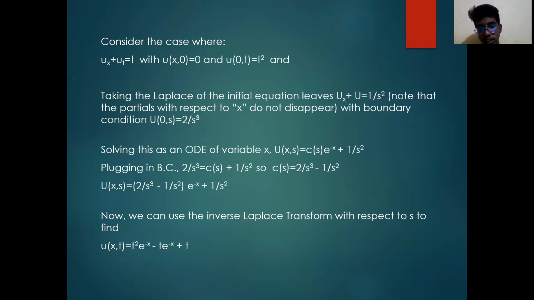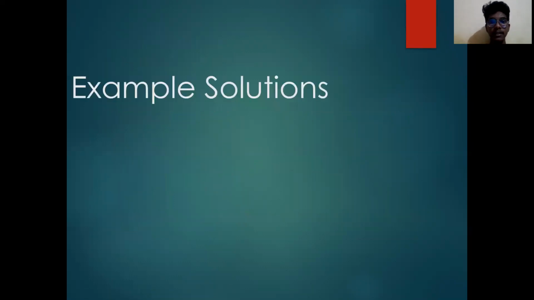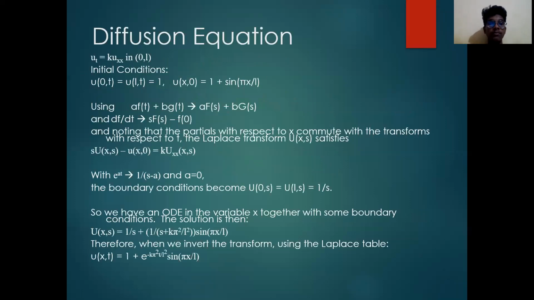Now we can use the inverse Laplace with respect to s to find u(x,t), which is equal to t squared minus e to the power x minus t times e to the power minus x plus t. So there, as you can see, is an example solution using a Laplace transform.